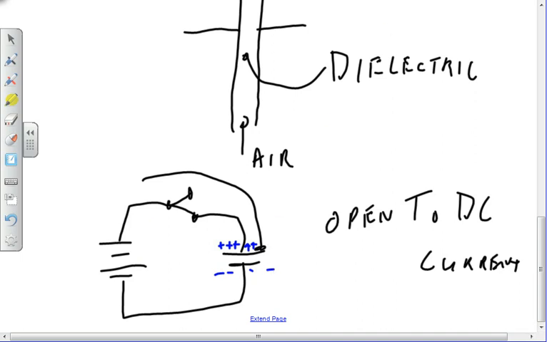If I open my switch, now the capacitor is charged, and if I shut my switch and ground this side out, then my capacitor will discharge. The charge will leave the capacitor, and the capacitor will no longer be charged. So if I have a capacitor and I think it's charged, and I want to discharge it, I just take a screwdriver, put it across it, and get rid of the charge. Everything will be fine.